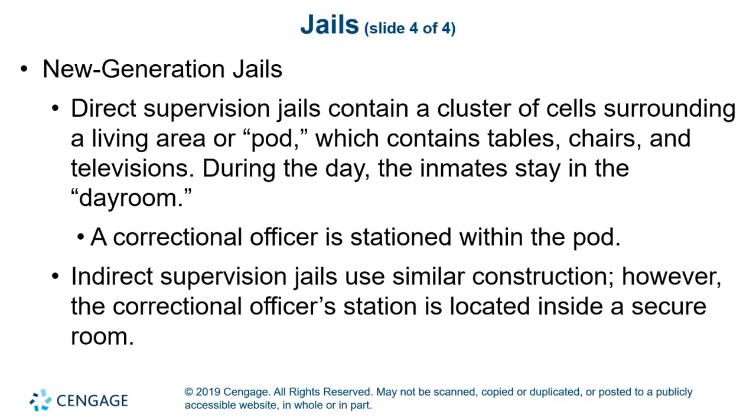In contrast, these new generation jails allow for continuous observation of residents. And there are two types: direct supervision and indirect supervision jails. Direct supervision jails contain a cluster of cells surrounding a living area or a pod, which might contain tables, chairs, TVs, etc. During the day, the inmates would stay in this particular day room, if you will. And a correctional officer is stationed within the pod.